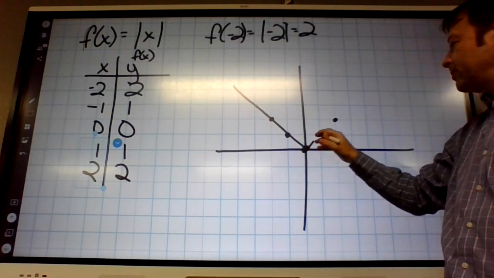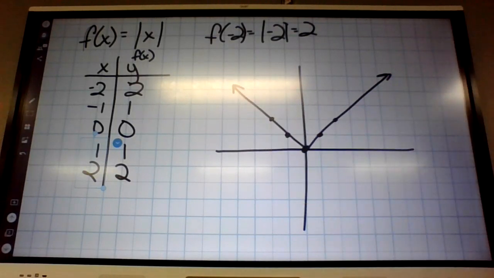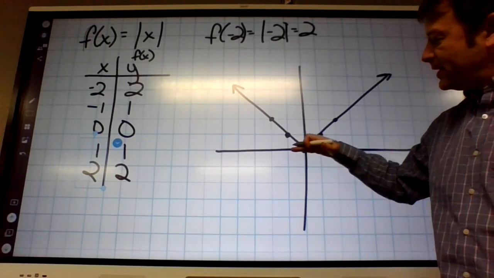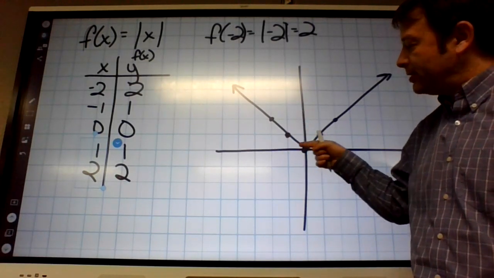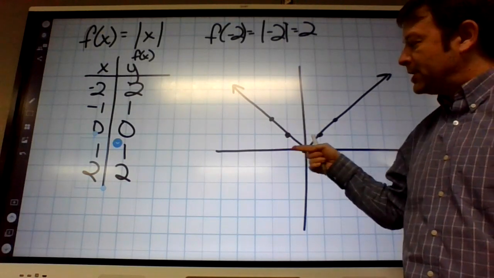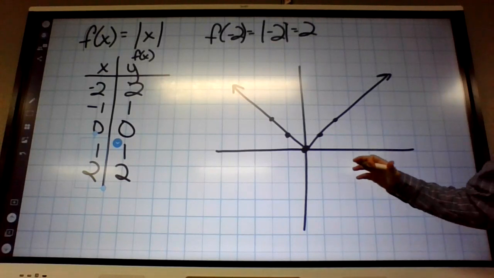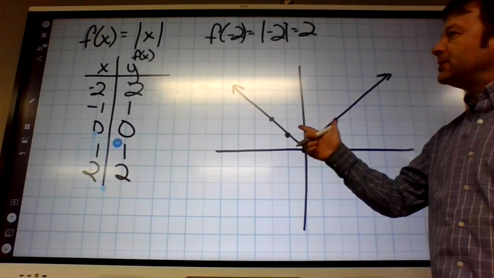It's very perfect diagonals here. And it does go forever like that. All the negative x values that you plug in spit out a positive y value. So when your x is -2, you get 2; -3, 3, and so on. So anyway, it kind of bounces like that. It's a V shape.